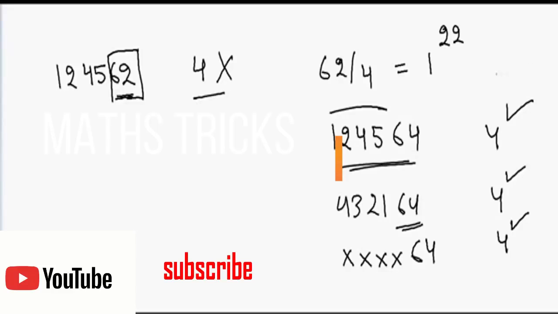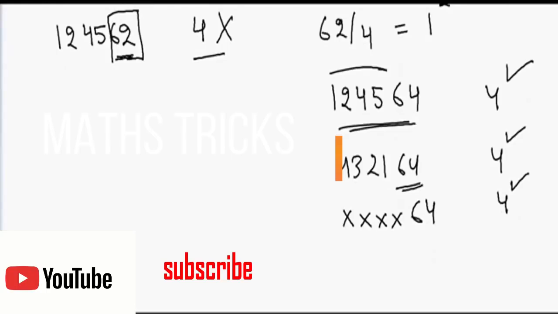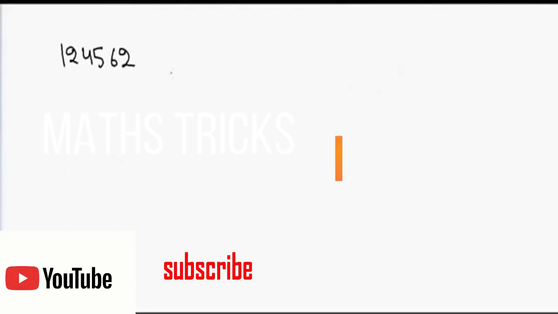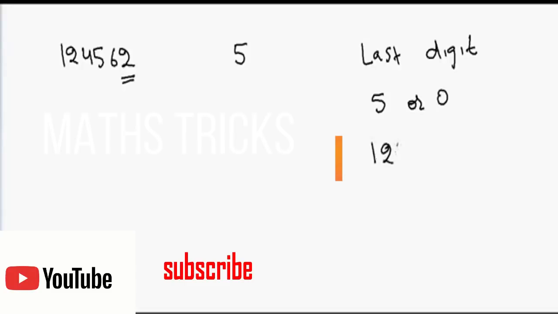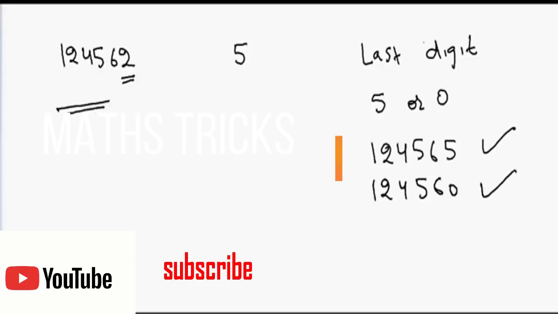Now let's write the number again. So 1 2 4 5 6 2. Is this number divisible by 5? No, because for it to be divisible by 5, the last digit should be either 5 or 0. In this case it's not, so it is not divisible by 5. If I would have 1 2 4 5 6 5, then it would be, or if I would have 1 2 4 5 6 0, then it would be, but not in this case.